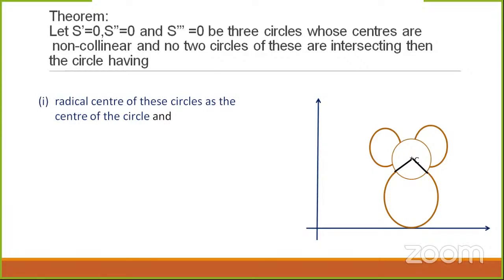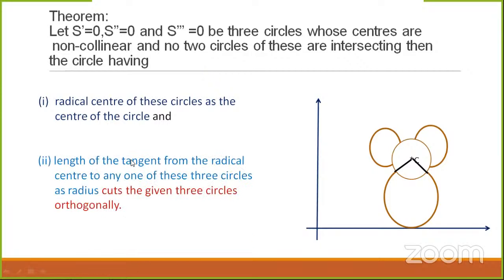Then consider the circle having the radical center of these circles as its center. That means first we have to find the radical center of x dash equal to 0, x double dash equal to 0, x triple dash equal to 0. We shall get the center. And then the length of the tangent from the radical center to any of these three circles is the radius.